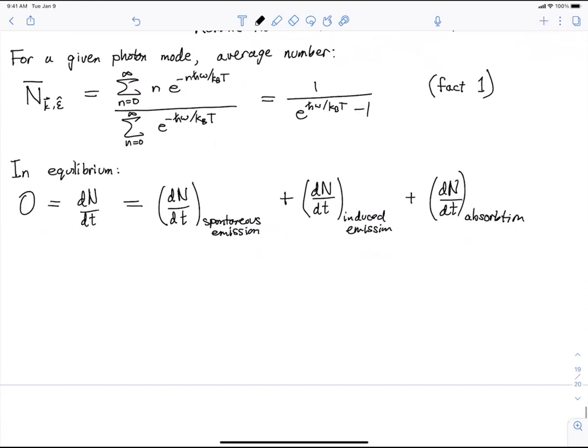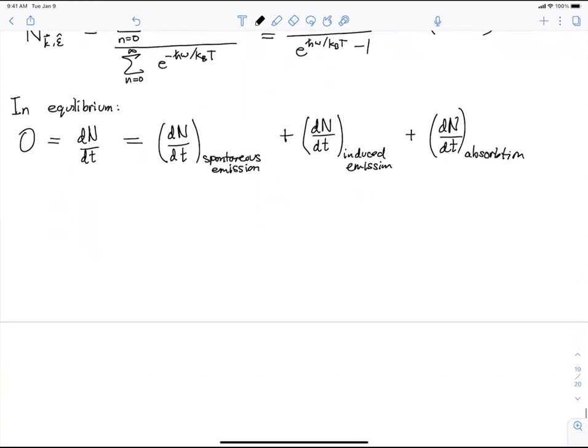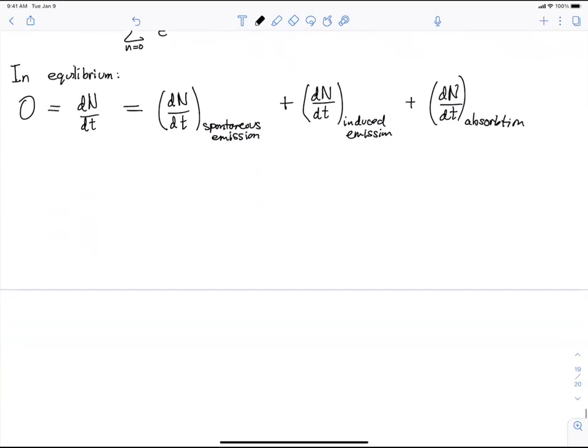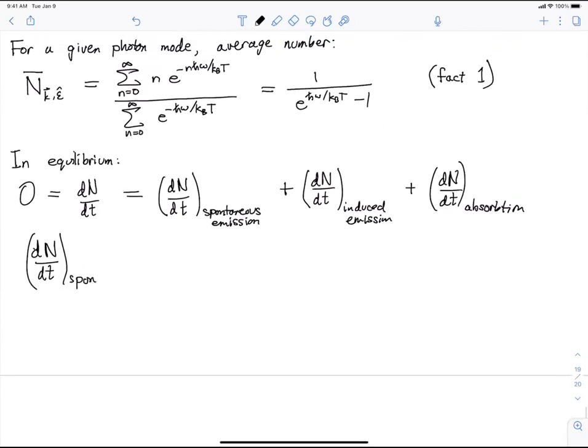But now let's write down what we know about each one of these. We know a little something about each one of them. So for example, we know the rate of change of spontaneous emission.